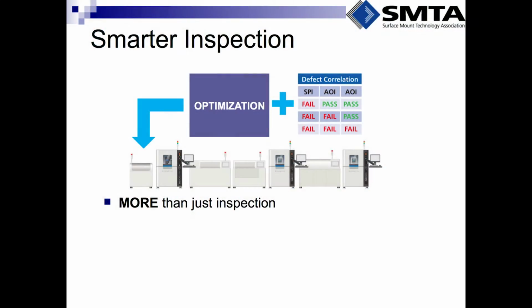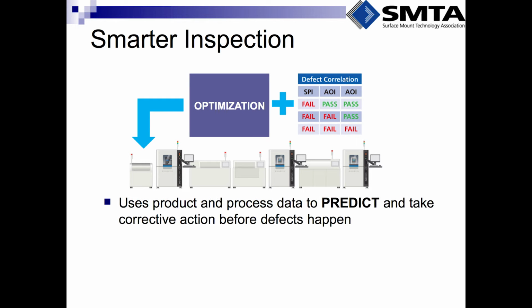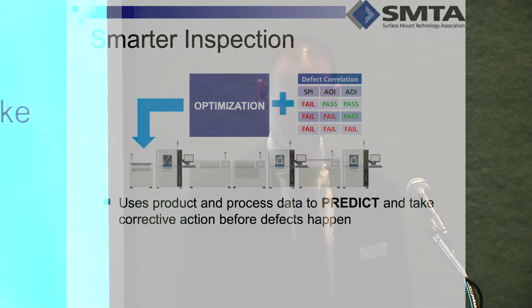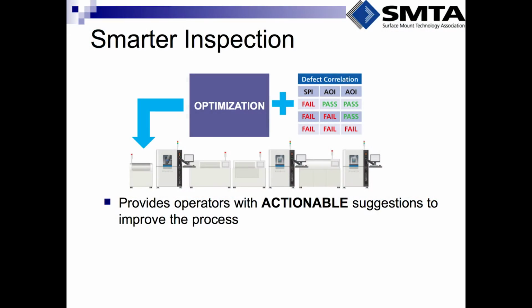Even so, that's not enough to improve your process. That's enough to make sure you don't have defects going down the line, but it's not enough to improve your process. That's why we want to talk about smart inspection. Smart inspection is more than just inspection. Smart inspection means using that data from your process and your product to actually predict when a failure might happen. Trend analysis. In fact, smarter inspection goes even beyond that. Smarter inspection means giving you actionable suggestions to improve your process.